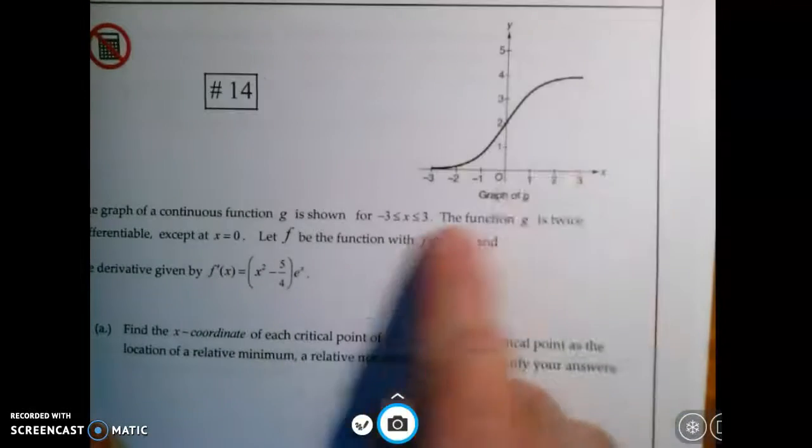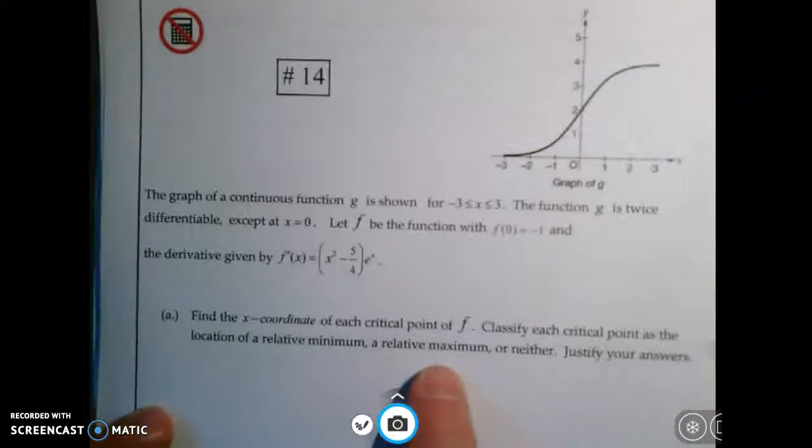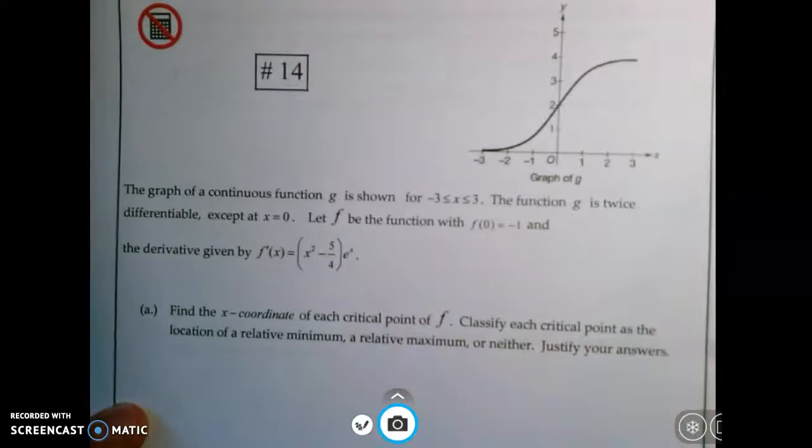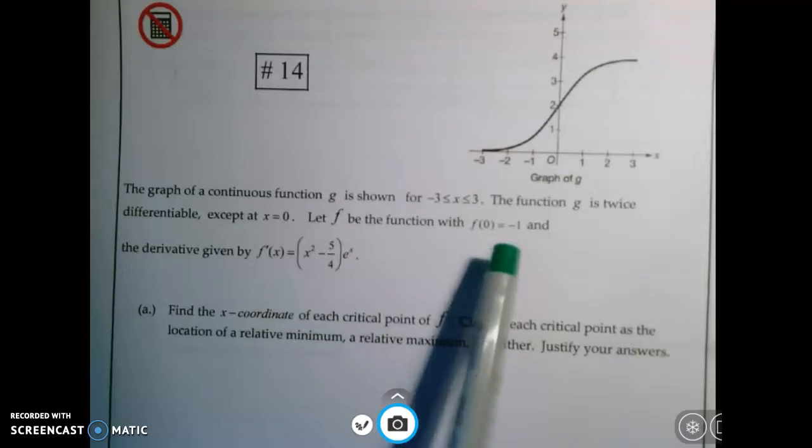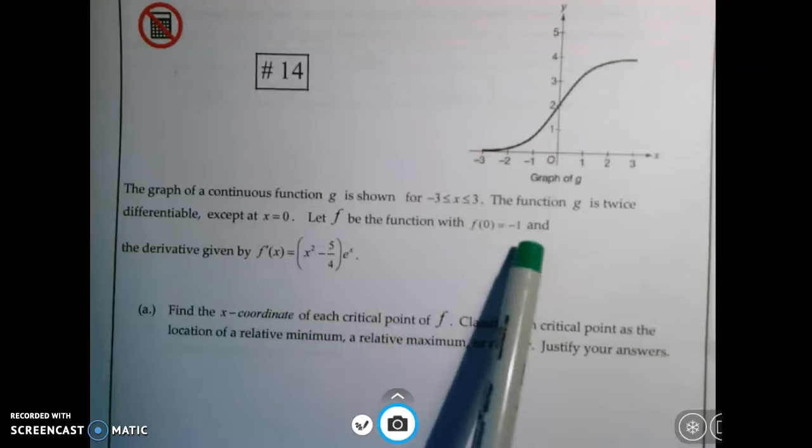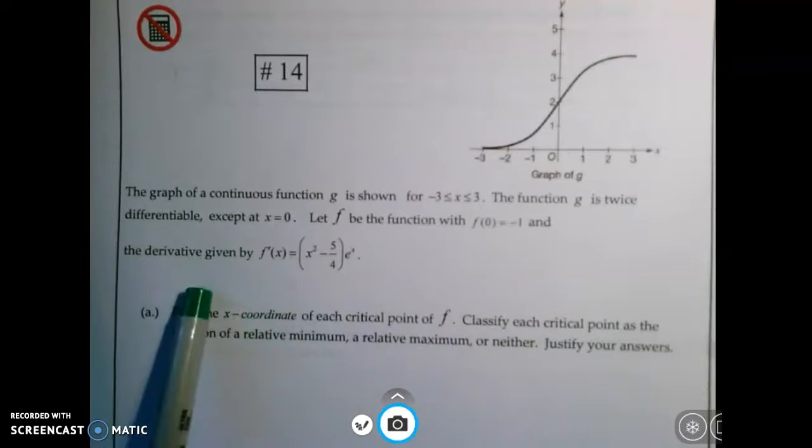Okay, number 14 gives us this graph of G, right? And it said from -3 to 3, we know that. And it's twice differentiable as before, except at 0, and that's okay. And then they tell us the initial value, so f of 0 is -1, and then they give us the derivative of f. So this is the initial value, all right?